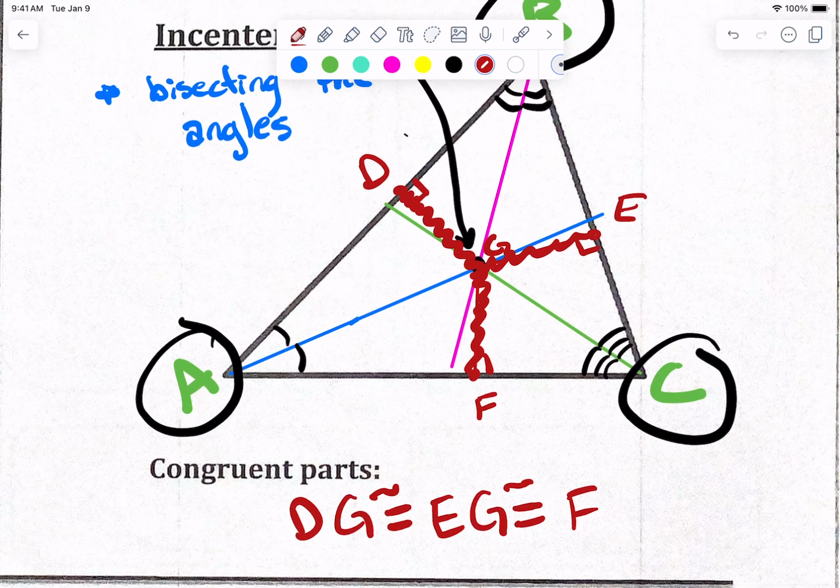DG, EG, FG, those are all going to be my congruent pieces. Okay, we drew the angle ones, but when we connect them back to the sides, those are going to be the same length. Got it?